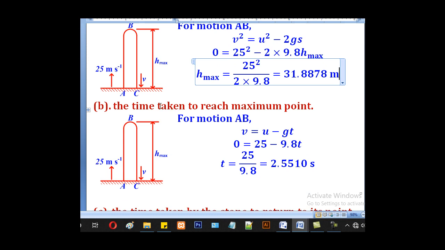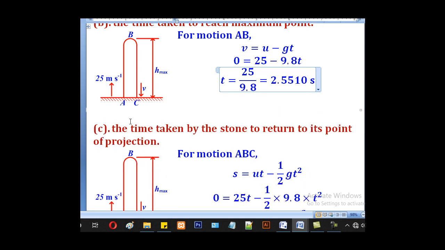For part B, they wanted the time taken to reach maximum point. Considering motion AB, we know the initial velocity and final velocity. That means we can use the first equation, whereby final velocity is 0, initial velocity is 25, g is 9.8, and t is what we want. So making t the subject gives this, which can be calculated to get 2.5510 seconds. So that will be the time they wanted.